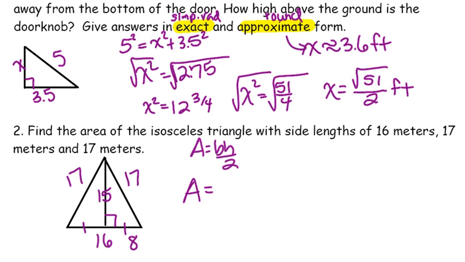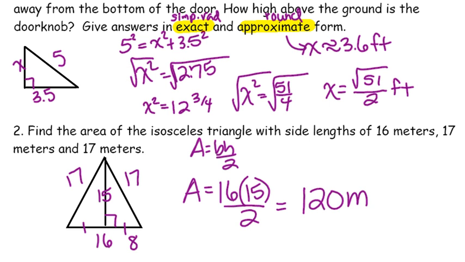So that means the area of my triangle is my base 16 times my height 15 divided by 2. So go ahead and calculate that for me, please. And that gets us 120, and the units are meters squared for our answer.